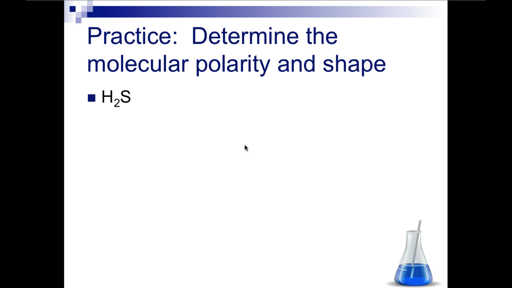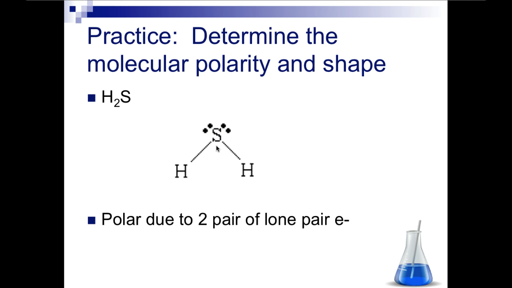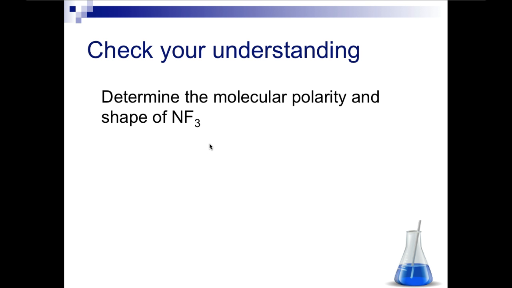What about H2S? Let's draw that. When we draw that, this is what we get: a central S bonded to two H's and two lone pairs around it. This looks very similar to water, so it's going to behave the same way. It is polar due to the two lone pairs of electrons on the sulfur, and it is going to be a bent shape. So let's check your understanding. Determine the molecular polarity and the shape of NF3. We're going to look at this one in class tomorrow.